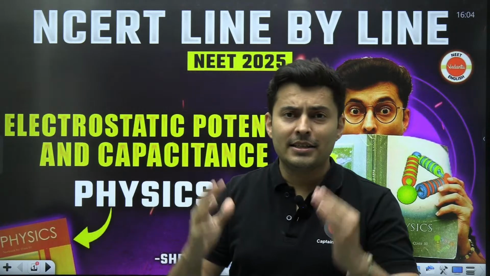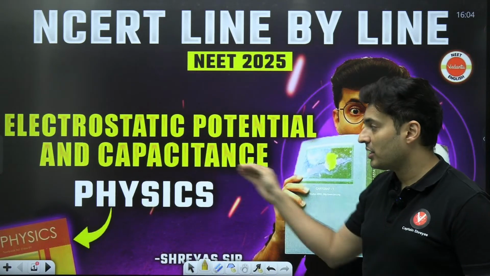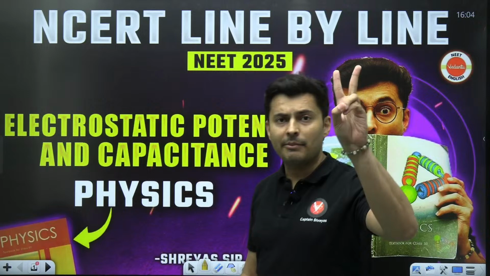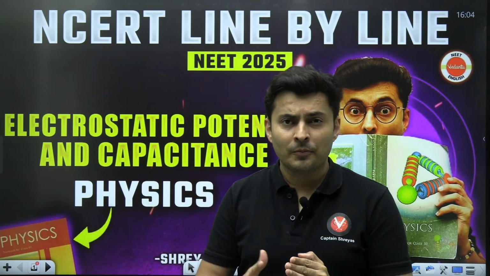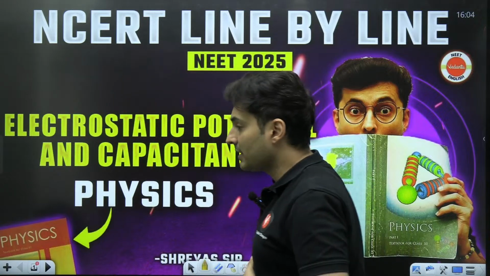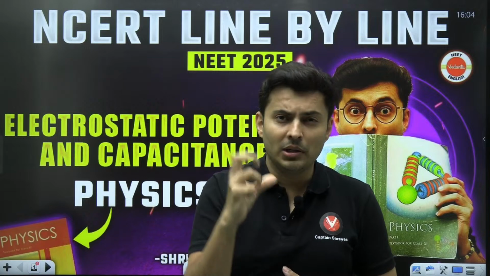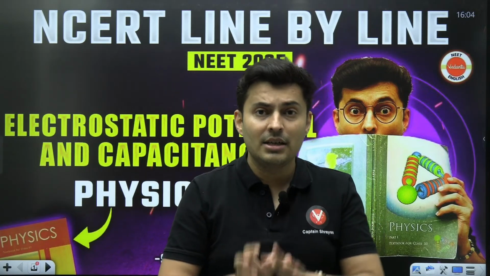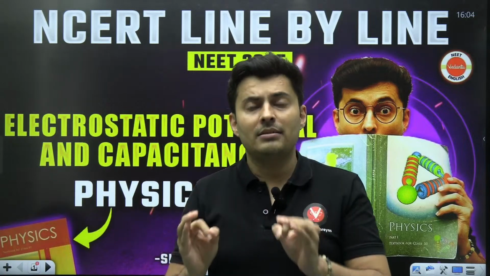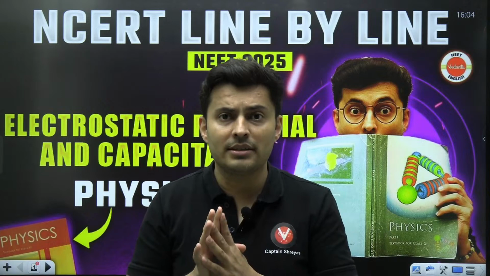And in the NCERT line by line series, today we are doing part 2 of Electrostatic Potential and Capacitance, which is chapter number 2 from your NCERT. And like I have said before, NCERT line by line series is a series where we decode and understand all the hidden things and complicated terminologies or paragraphs in NCERT in a very simple manner, and this will 100% help you in your NEET as well as board examinations.